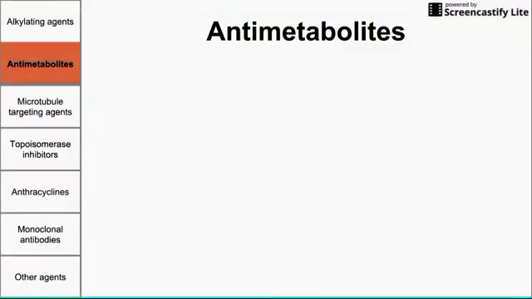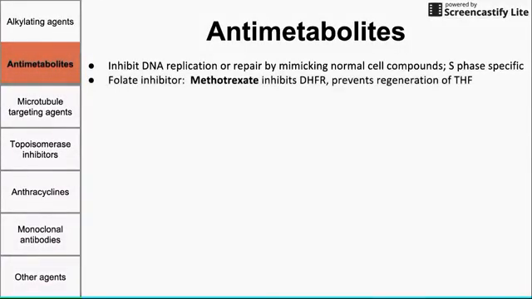Next, we're going to talk about antimetabolites. We also have three categories of these, but first, antimetabolites inhibit DNA replication by mimicking normal cell compounds. And because these are inhibiting DNA replication, they are specific to cells that are in the S phase, because you undergo DNA replication in the S phase. First group we're going to talk about is folate inhibitors, and the big one here is methotrexate, very commonly used drug. It inhibits dihydrofolate reductase, which is an enzyme that prevents the regeneration of tetrahydrofolate, and it inhibits the conversion of folate, which is a dietary supplement, something that we get from our food, into tetrahydrofolate.